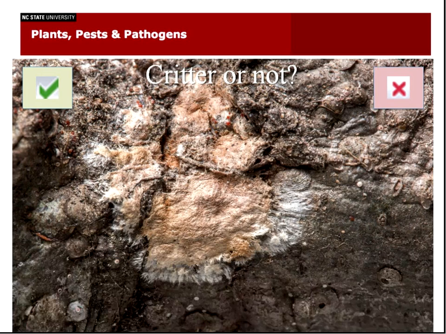Okay, and the last one. This is a close-up of the bark of a branch of a willow oak. So, critter or not? It's an interesting-looking one. Okay, 5, 4, 3, 2, 1. So a little bit on the critter side, more so than the not side.